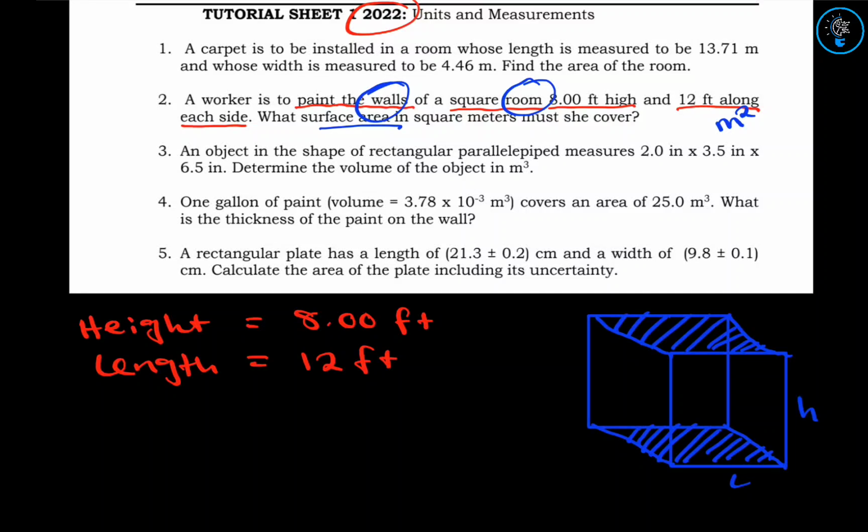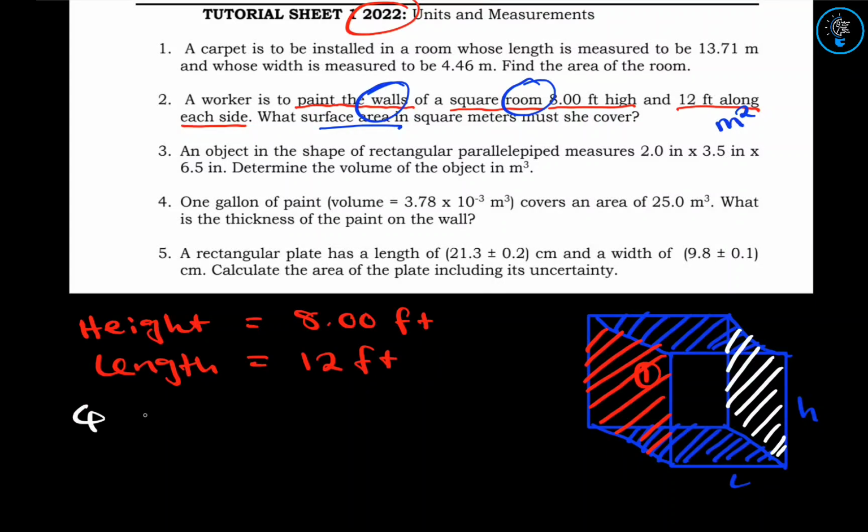That side, side 1. Then we have this particular side as our side 2. Then we also have that side as our side 3. Then we also have the side that is facing us as our side 4. So take note of those. So we have 4 sides to consider.